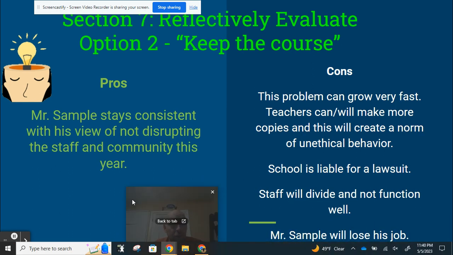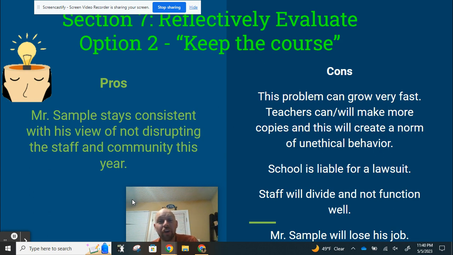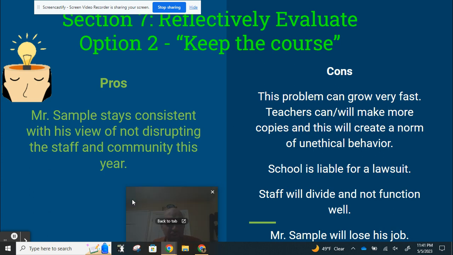Option two, keeping the course. Mr. Sample stays consistent with his view of not disrupting the staff and the community this year. This problem can grow very fast. Teachers can and will make more copies, and this will create a norm of unethical behavior in your school that is going to be a lot harder to fix later on. School is liable for a lawsuit. Staff will divide, and Mr. Sample really puts himself at a strong risk of losing his job.